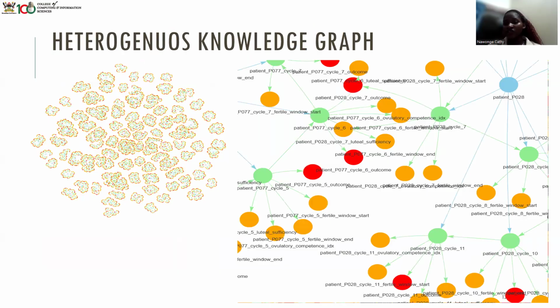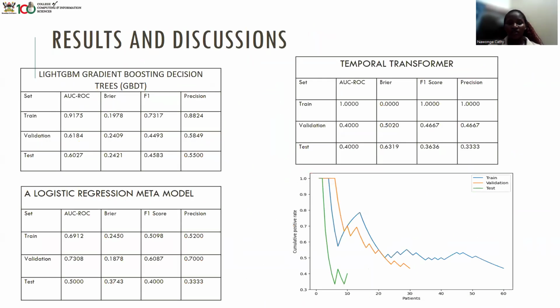This is our heterogeneous knowledge graph. We combine a temporal transformer for cycle-level modeling, then a LightGBM for tabular features with monotonic constraints, and a meta model to blend both. Our validation results showed improved calibration and discrimination, but test performance highlights the need for better generalization and fairness checks.